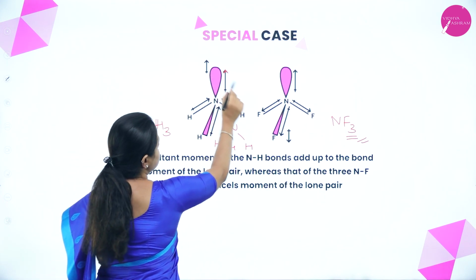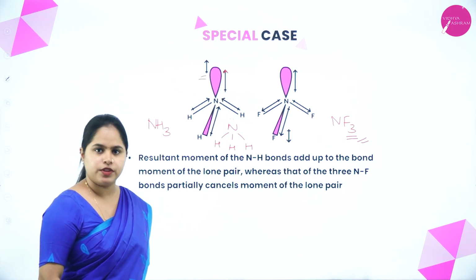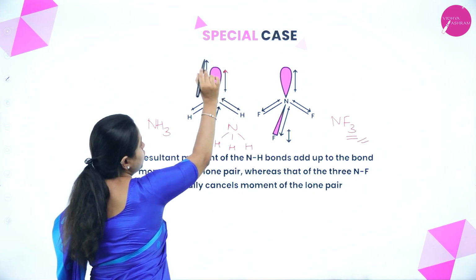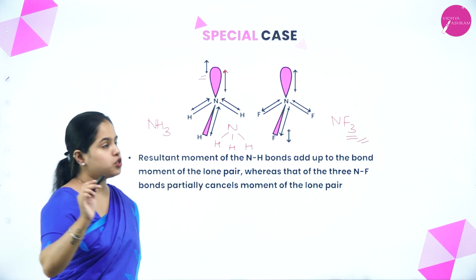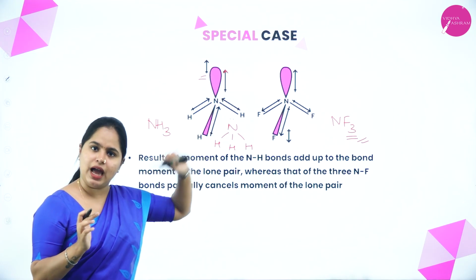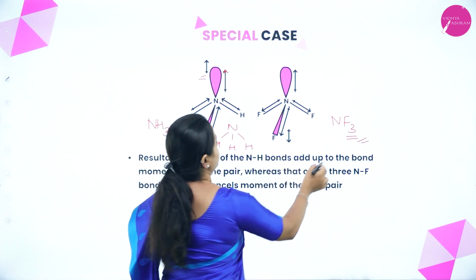So the resultant of this will be towards the top, right? All of these are towards nitrogen, and even nitrogen to lone pair is towards the top. So the resultant will be added. All of this will be added and it will be towards the lone pair. Clear? Now what about NF3?